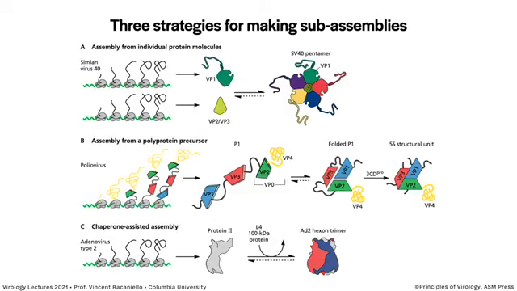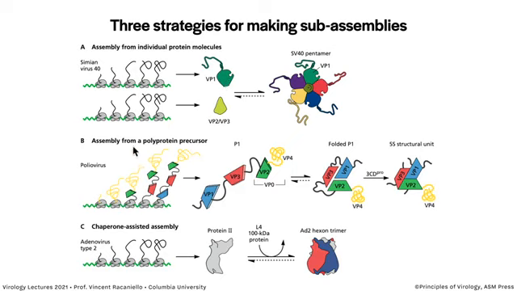Here are 3 strategies for making sub-assemblies. The top is from individual protein molecules, right? Here's SV40, in which the icosahedral capsid is composed of pentamers, and they're associated in 5- and 6-fold series, of course. But here we just take VP1. We make VP1, and 5 of those will spontaneously assemble to form the pentamer. So individual proteins are translated individually.